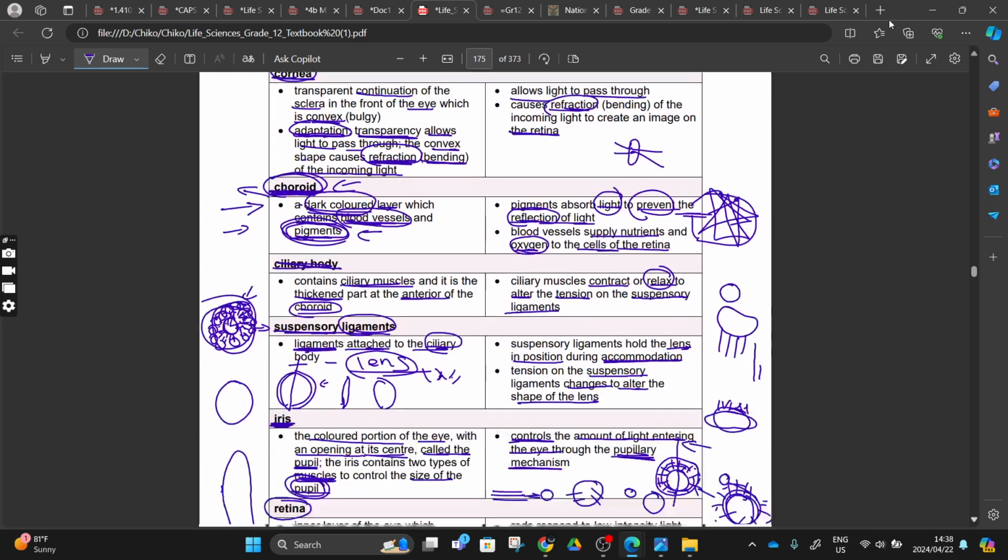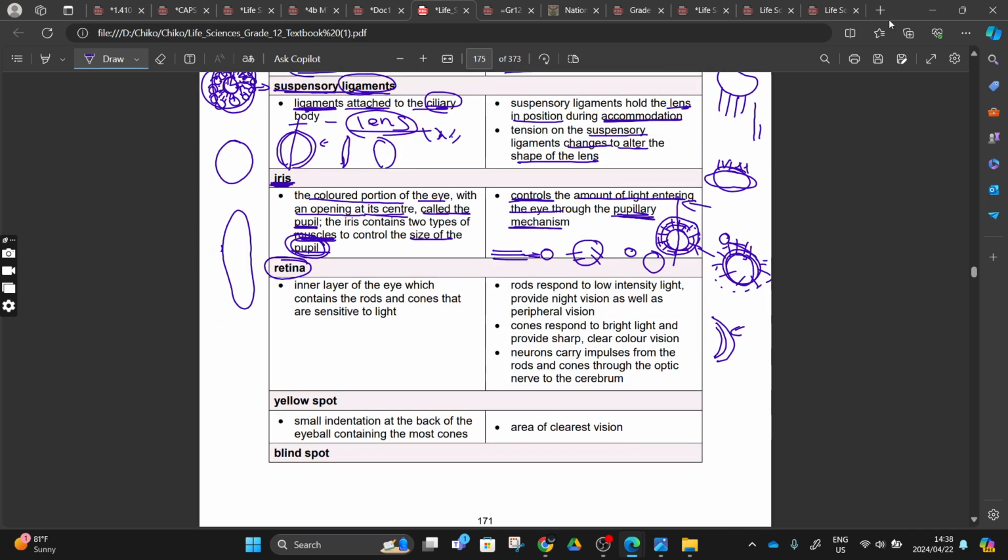So know that, and know to differentiate those two. Those three layers here: the sclera, the cornea, then inside, the choroid, and the inner layer will be the retina. Know that, right? Then what is the function of this retina? We talked about this. This is the inner layer. That's what they're talking about, the third layer.